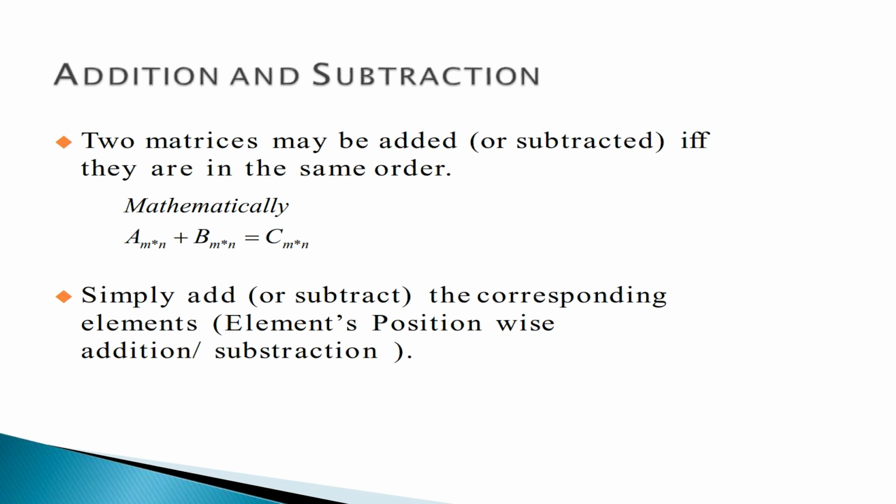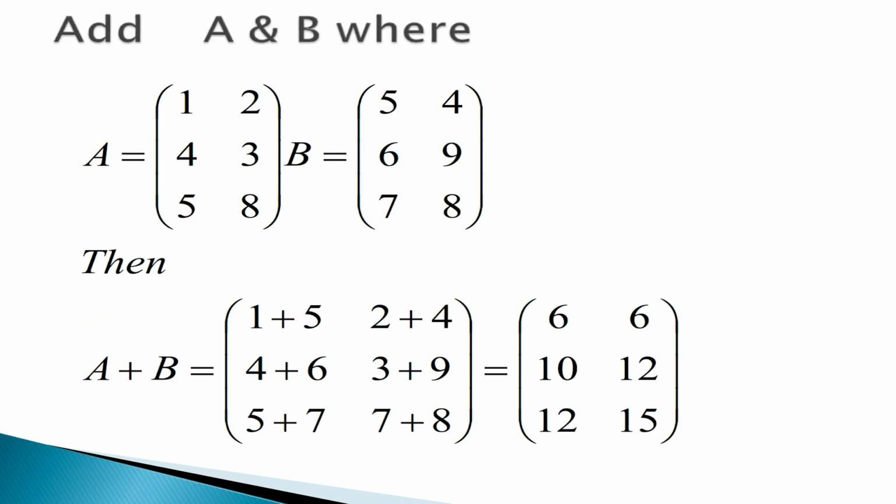Here is an example. Suppose A is a 3 cross 2 matrix and B is a 3 cross 2 matrix. We add or subtract. Hence, the addition can be performed. That means addition is possible, and A plus B is the addition of the corresponding elements: 1 plus 5, 2 plus 4, 4 plus 6, 3 plus 9, 5 plus 7, 7 plus 8, that becomes 6, 6, 10, 12, 12 and 15.